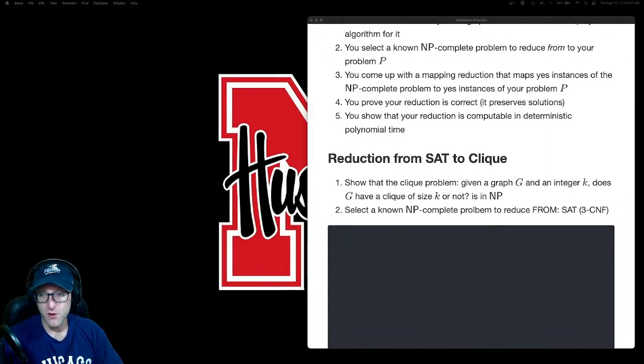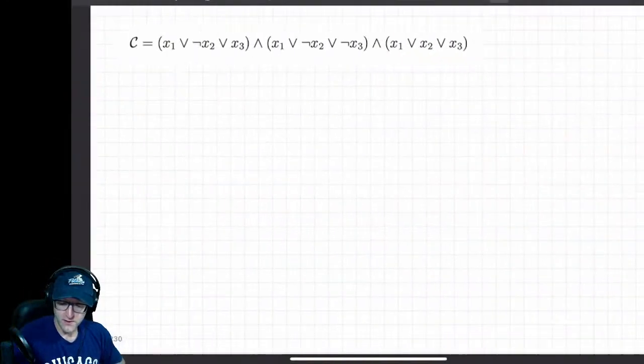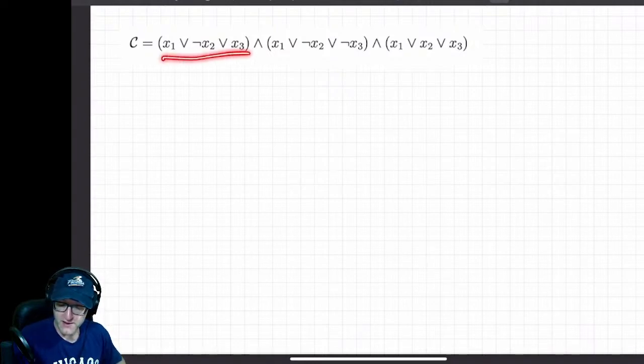So we're going to reduce from SAT. In particular, we're going to reduce from a special version of SAT, which is called 3CNF. I think we've covered that before. But if not, that's all right. Let's remind ourselves what it looks like. It looks like this, where it's 3CNF. It's a conjunctive normal form. So each one of these things is a clause. A clause has at most 3 variables.